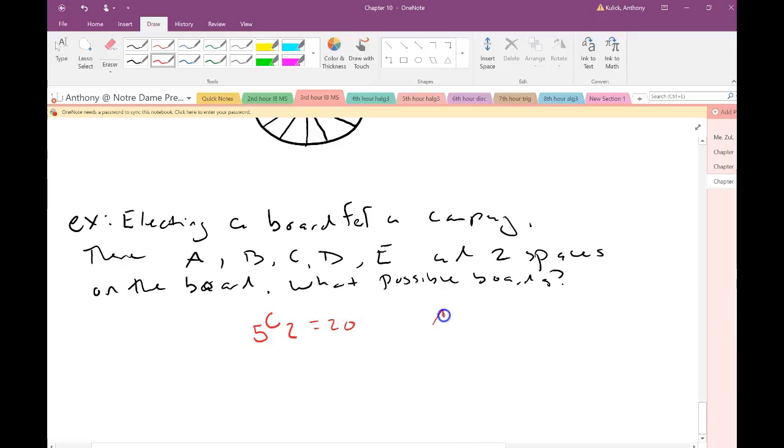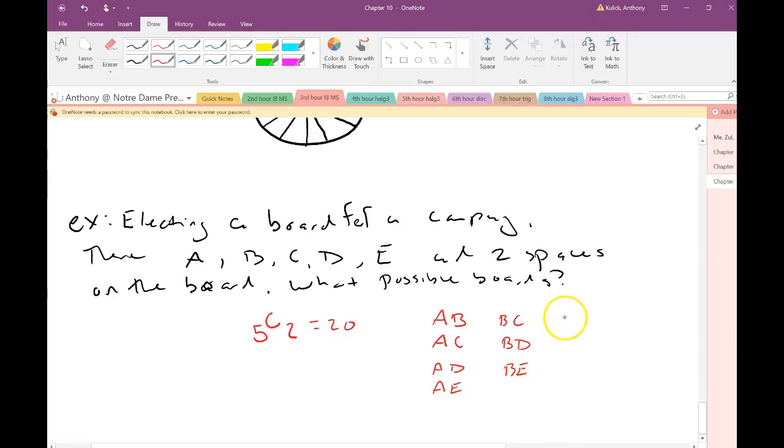So let's see. You could have A and B. You could have A and C. You could have A and D. You could have A and E. Everybody agree with that? Now let's do the B's. We've already done A and B. So we have B and C, B and D, B and E.